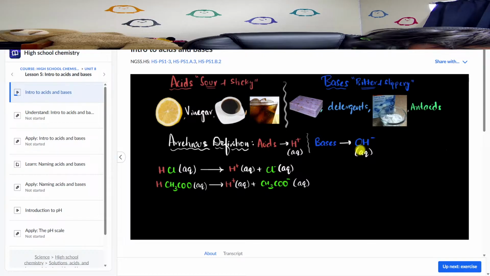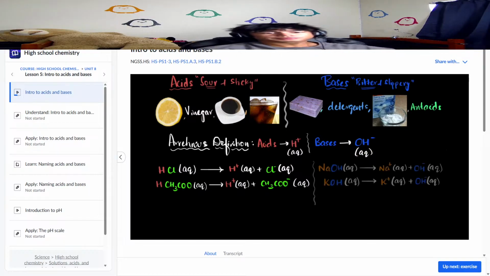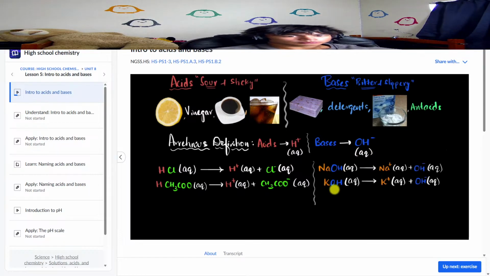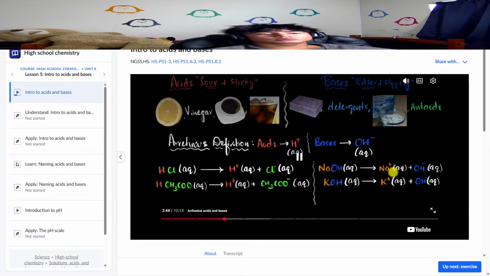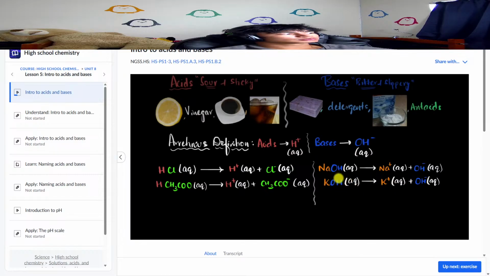Similarly, let's take some examples of bases. If you take sodium hydroxide or potassium hydroxide and mix them in water to make an aqueous solution, you will find sodium ions, potassium ions, and OH- ions. Since they give you OH- ions, they are bases. Now, when we look at this, it might be reasonable to think that all bases should have OH in their formula, right? Otherwise, how else will you get OH- ions when you put them in water? Well, turns out that's not true.